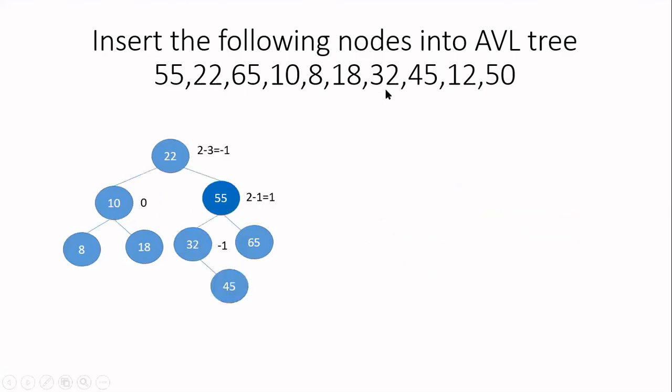Now my next node is having the value 45. So I'm going to start with 22. 45 is greater, so I'm moving to the right subtree. Comparing with 55, 45 is less, so I'm moving to the left subtree. Comparing with 32, 45 is greater, so I'm moving to the right subtree. Now I'm inserting it. After that, I'm calculating the balance factor.